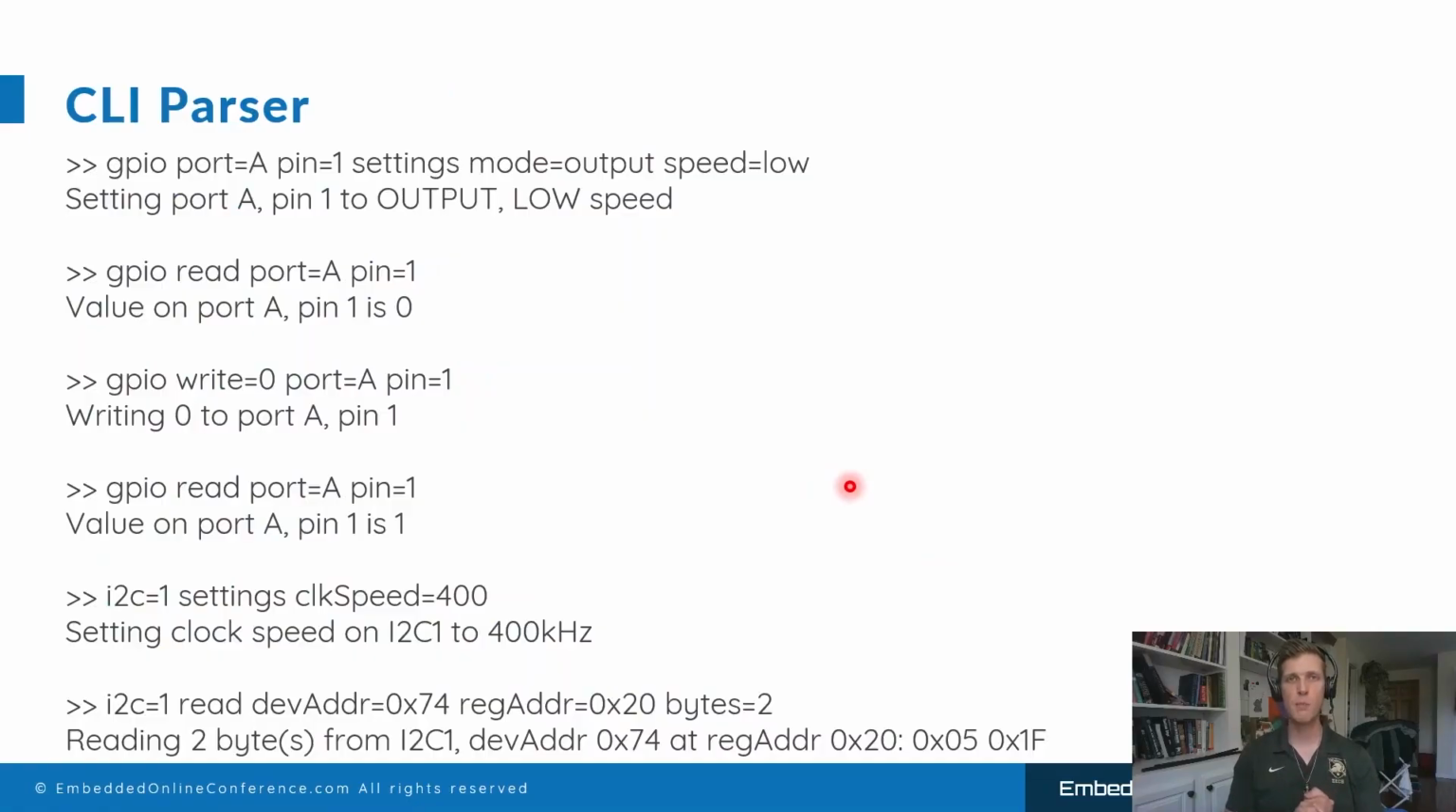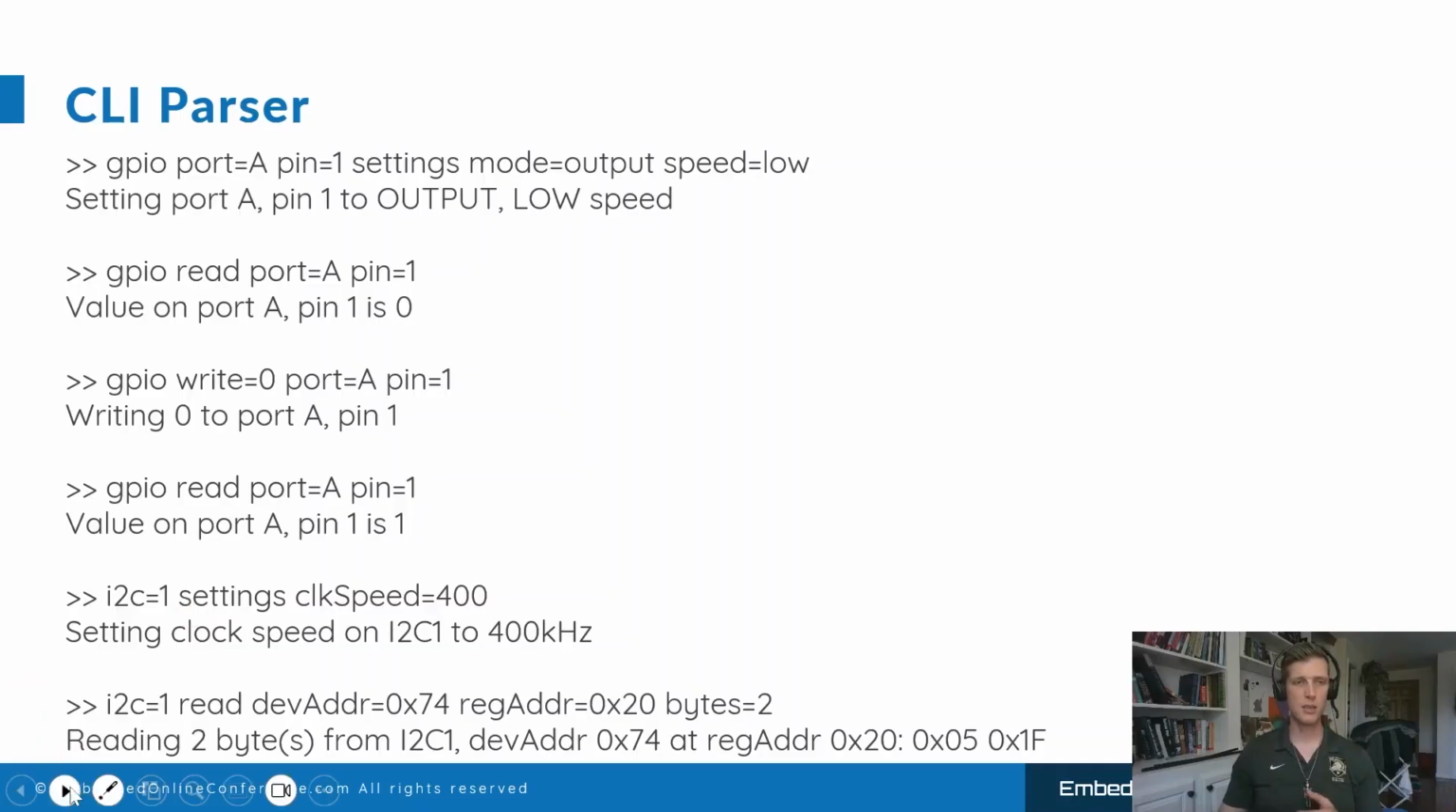Let's say we wanted to write a command line interface parser, an interface to our microcontroller. Let's say where you had access to all the peripherals. So let's say this is some example of what we wanted our parser to be able to do. We can read and write from our GPIO pins and change the settings on that pin. I can read and write from devices on my I2C bus or change the settings on that I2C peripheral.